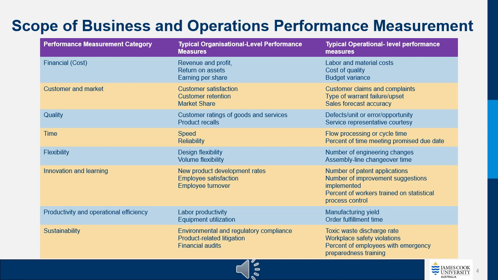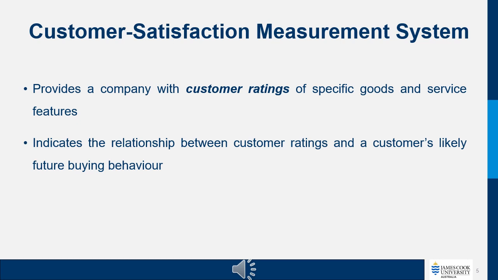So when we, for example, look at finance at the organizational level, revenue and profit, return on asset, and earnings per share are important. But when we're looking into the operational level, we're looking into labor and material costs, cost of quality, and budget variances. These are the different measurements that we're looking into. So all those categories that we mentioned have different impacts on the organizational and operational levels, so that we can measure the performance accordingly.